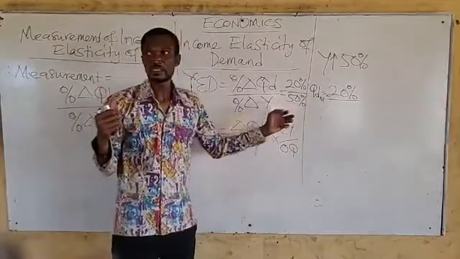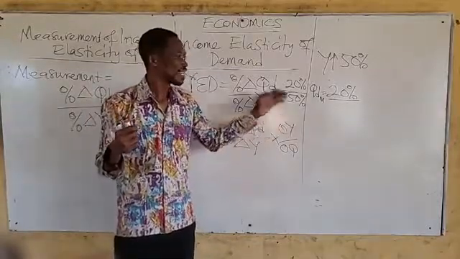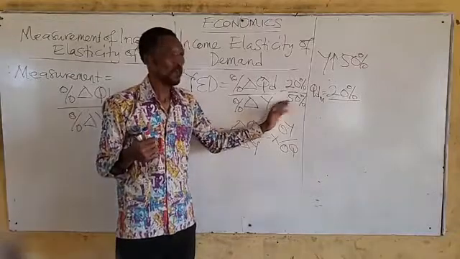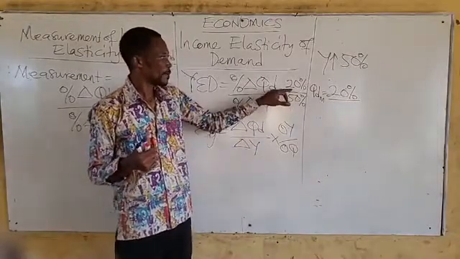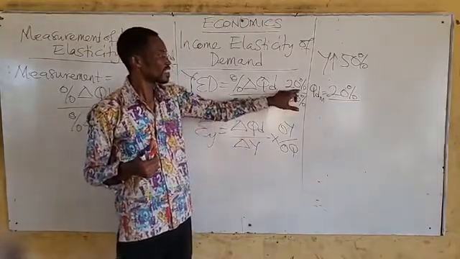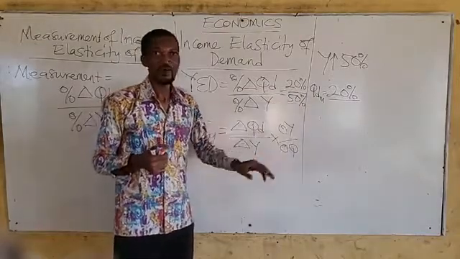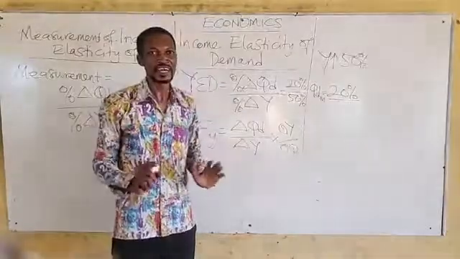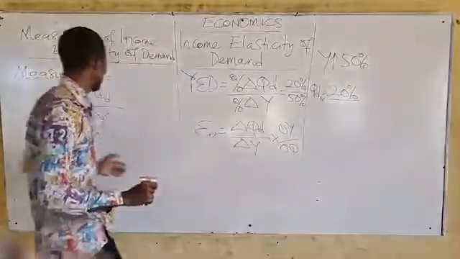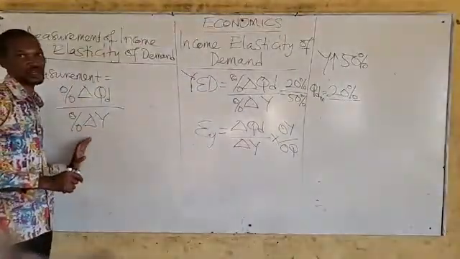So this is what gives you the income elasticity of demand: the percentage change in the quantity demanded of the marker divided by the percentage change in income. When you do this, you have measured income elasticity. That is what I wrote here: how to measure income elasticity.